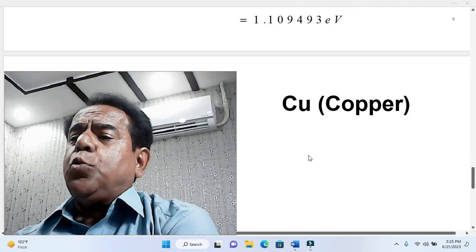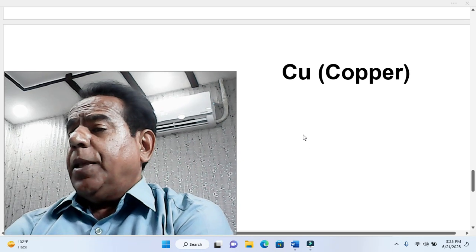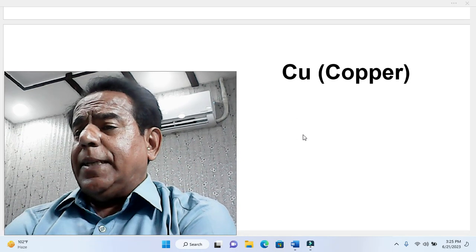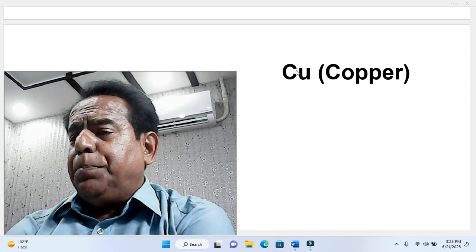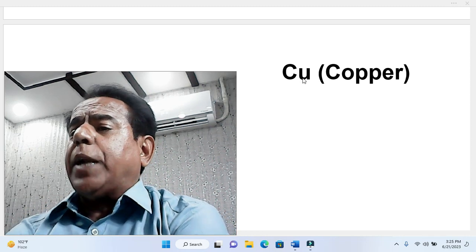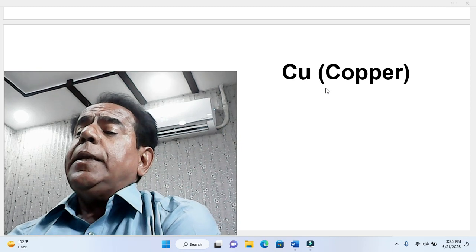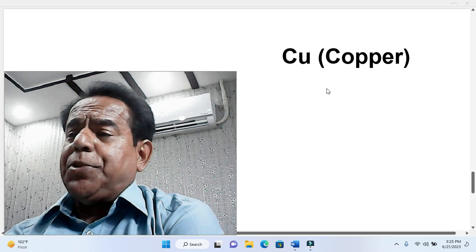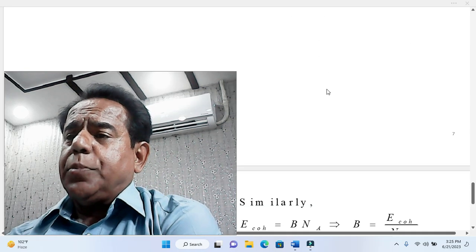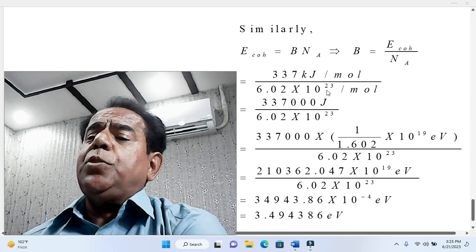Okay, now we come towards copper, Cu. Okay, dear students, for copper we have not used the symbol capital C small o, rather we have used capital C small u, because it is cuprum in Latin. It comes from Latin cuprum, so that is why in place of Co it is Cu.